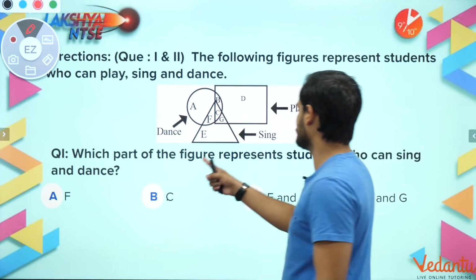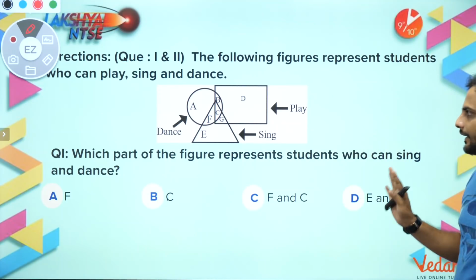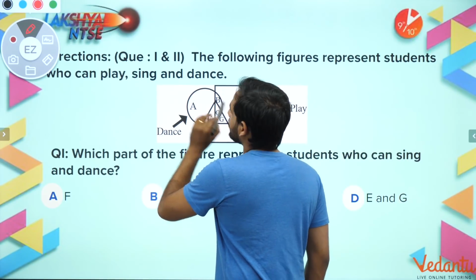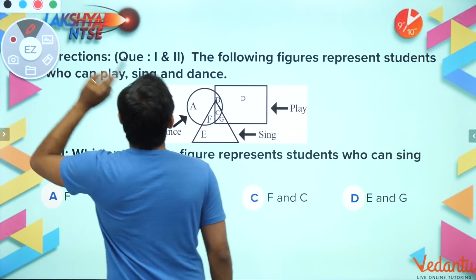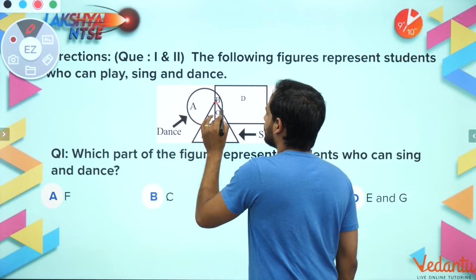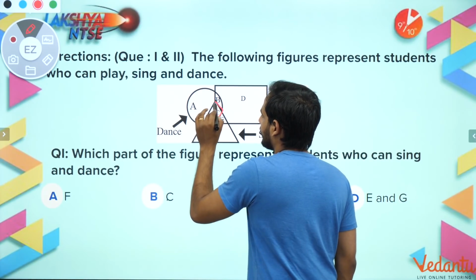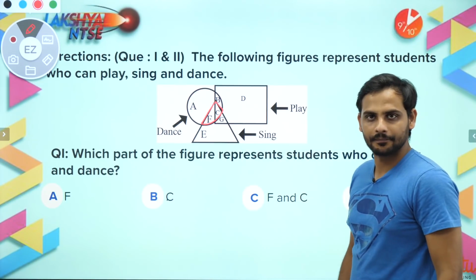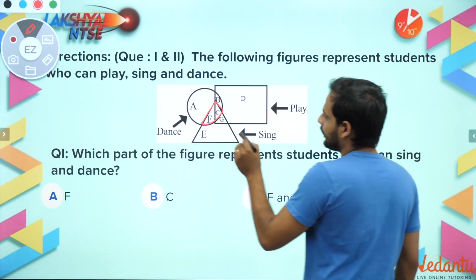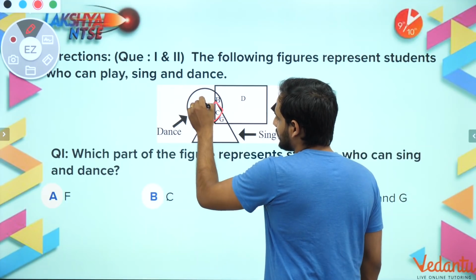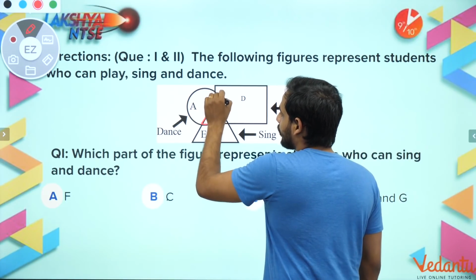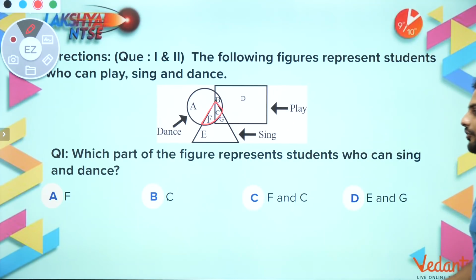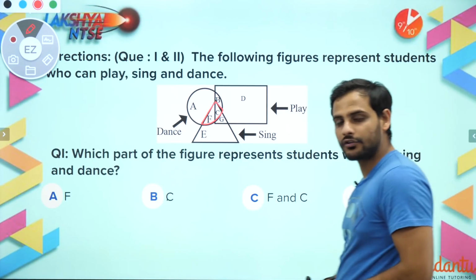Now my question to you, children, is very simple. Tell me one thing: the question is asking who can sing and dance. So if I take the common area between circle and triangle, I am getting F and C. Now F is the common area between circle and triangle, and C is the common area between circle, triangle and this rectangle as well. So tell me, what should be your answer according to you?